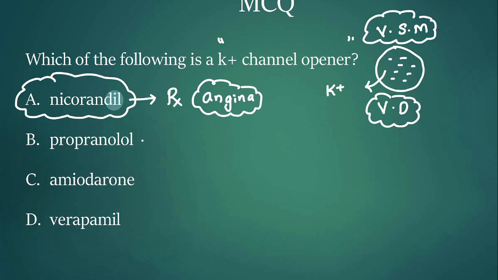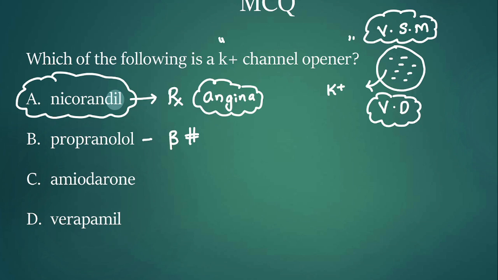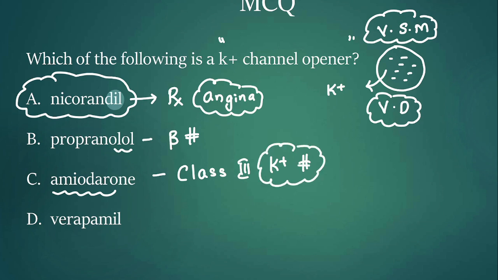What about the other drugs? Propranolol is a beta blocker. Is it selective or non-selective? It is a non-selective beta blocker, blocking both beta 1 and beta 2. And anything ending with lol is a beta blocker. Amiodarone, very famous antiarrhythmic, belongs to class 3 antiarrhythmics. But please understand, it's a potassium channel blocker, not an opener. Very, very important point. Verapamil belongs to calcium channel blockers.